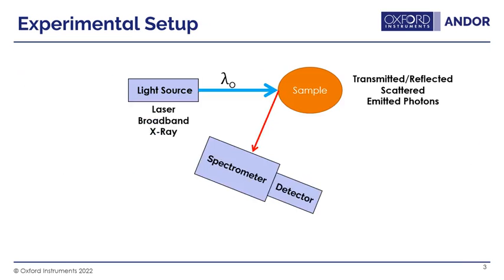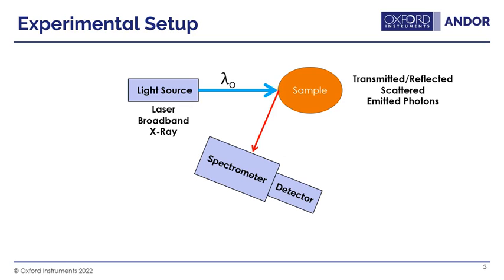Here I'm showing again one of our generic spectroscopy setups. It's made of some sort of light source, which could be a laser, a broadband source, it could be X-rays. That light goes ahead and interacts with the sample. The light is collected and dispersed into a spectrometer and then detected with some sort of photosensitive device.